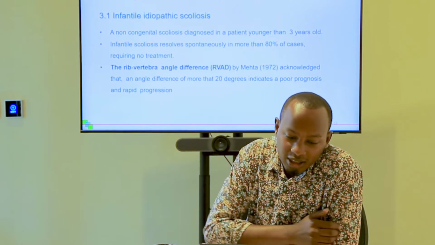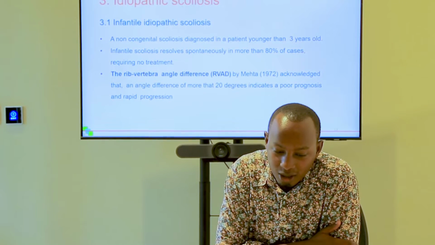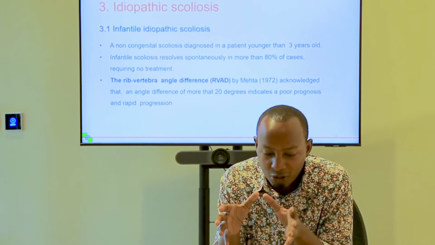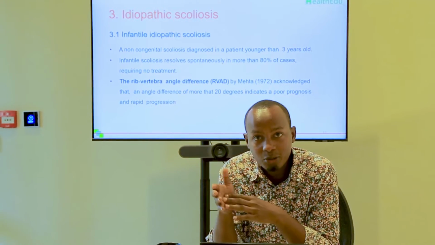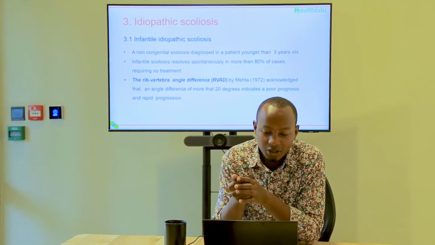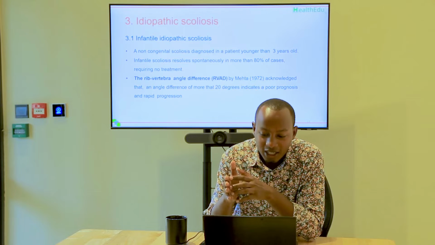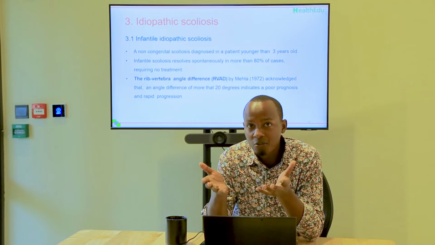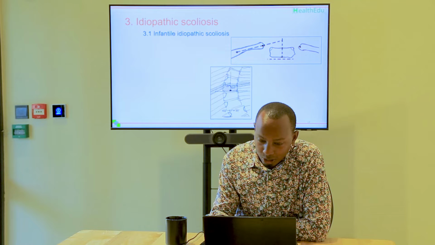So Mehta has what we call the rib vertebral angle difference, which was developed in order to know which ones will resolve on their own, which will not require any treatment, and others which will progress rapidly. He said that an angle difference of 20 indicates a poor prognosis and rapid progression. Let's see how he did it.